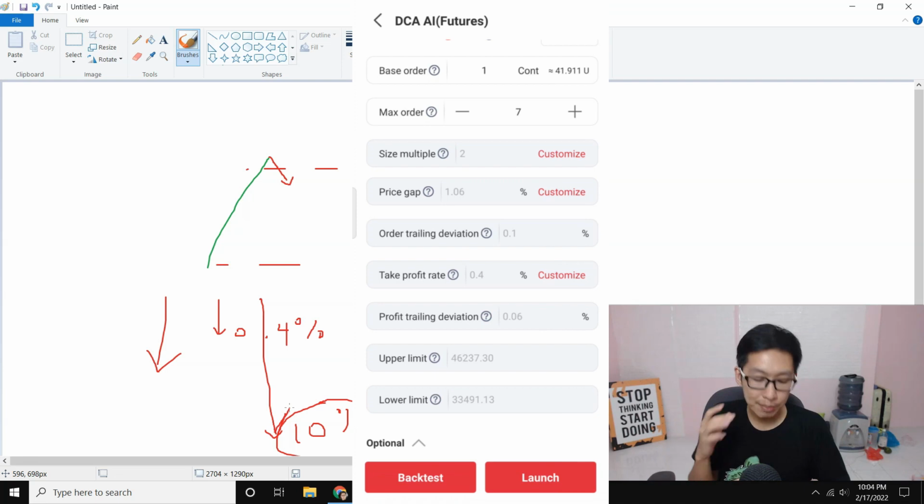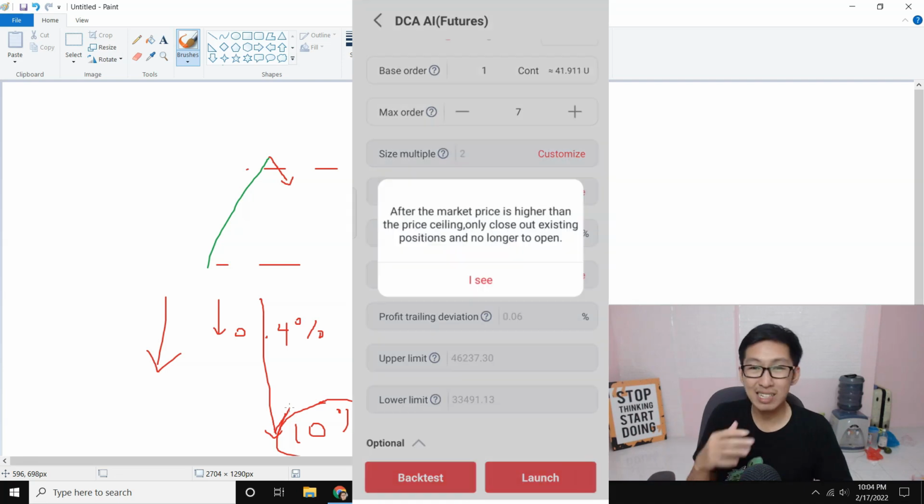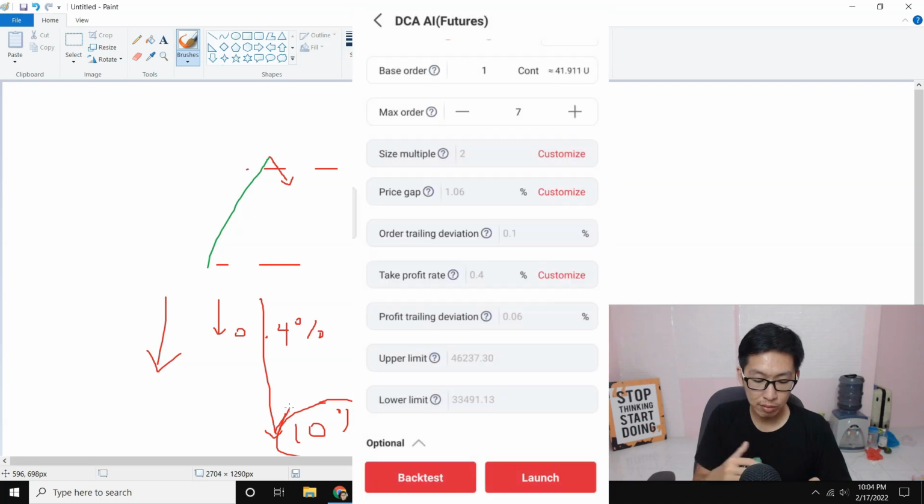Then there's upper limit and lower limit. You can set an upper limit and lower limit. Now, all these things, if you see they are in the gray area, you cannot customize them because this is in DCA AI. They customize it automatically, guys. This is why the bot is very suitable for beginners. You don't have to mess with the settings.